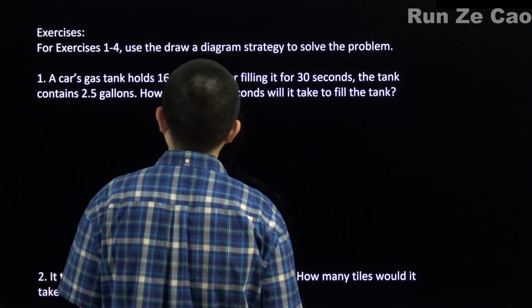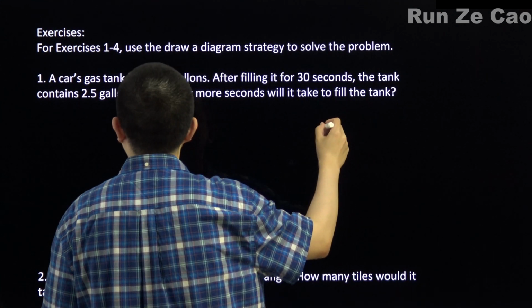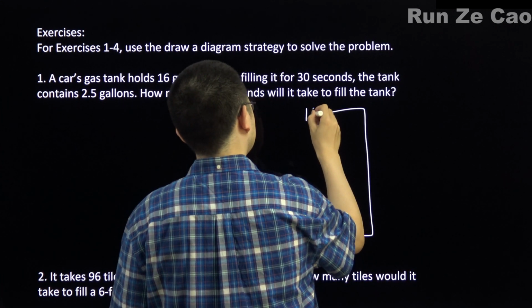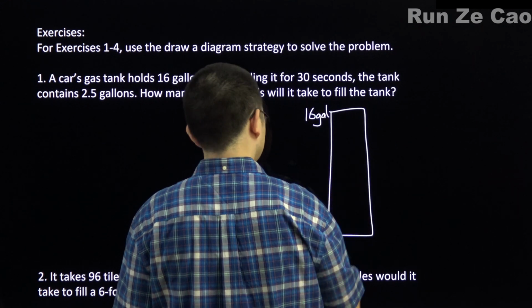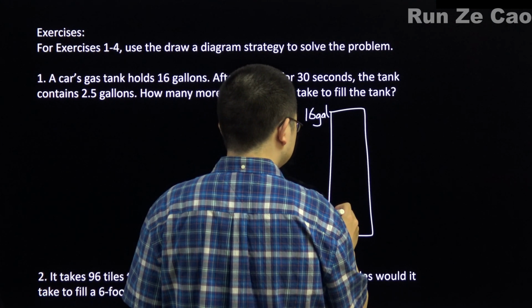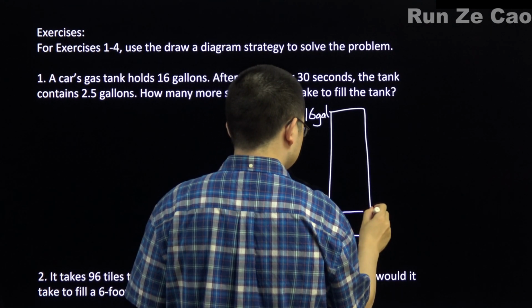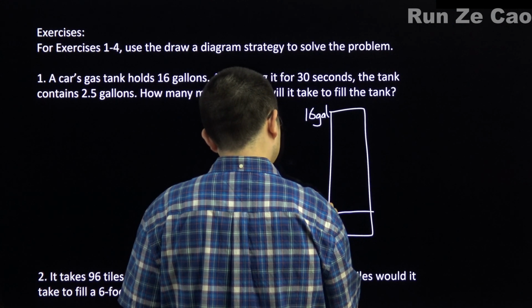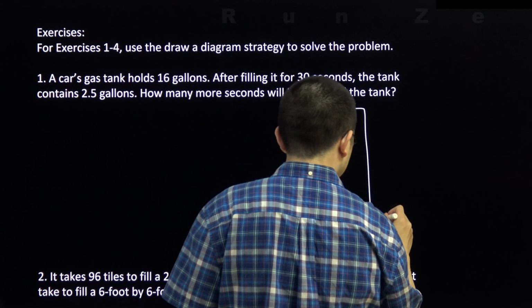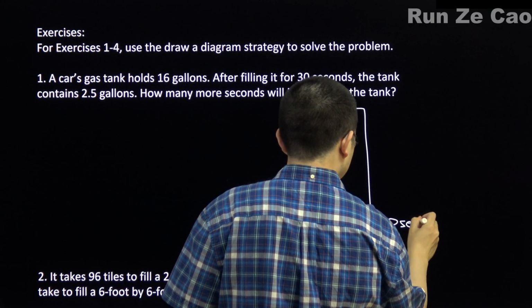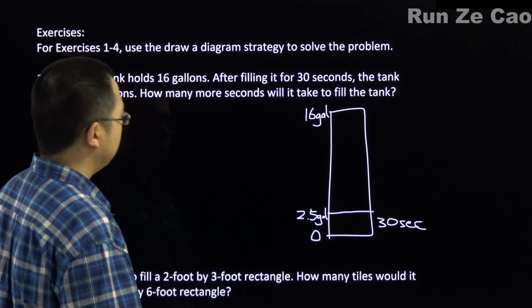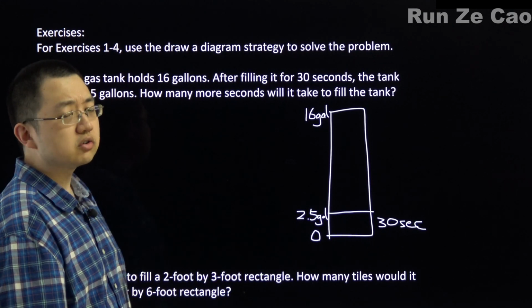I suppose we could go for 16 gallons and 0, and then be like 2.5 would be about here. 2.5 gallons. And then be like, this is 30 seconds. I don't know what, maybe this is for making this easier to visualize.